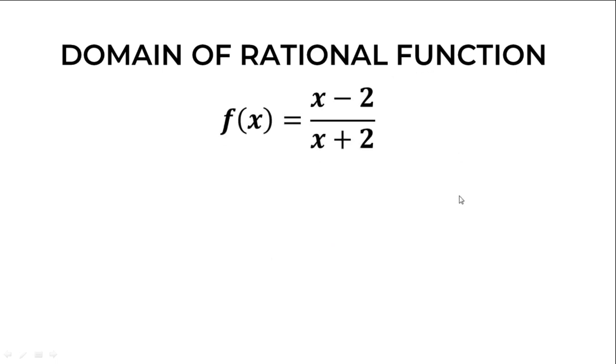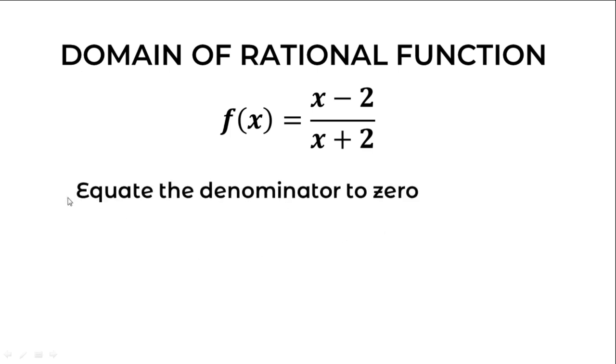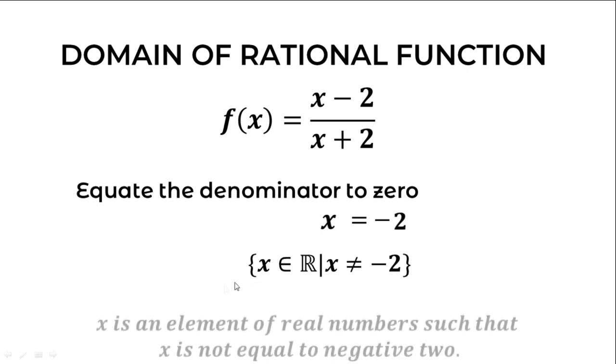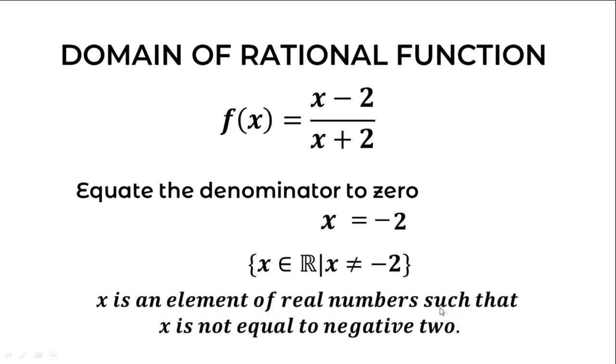Our next example is f of x is equal to x minus 2 all over x plus 2. First is equate the denominator to 0. Ang denominator natin is x plus 2. So magiging siyang x plus 2 is equal to 0. And we're going to transpose itong 2 sa kabila. So magiging siyang negative 2. So ang value ng x natin will be negative 2. And this will be our restriction sa ating domain. Kaya ang domain natin is x is an element of real numbers such that x is not equal to negative 2.